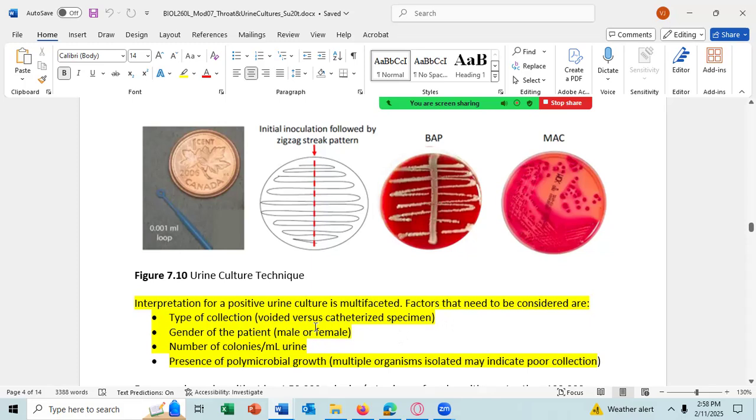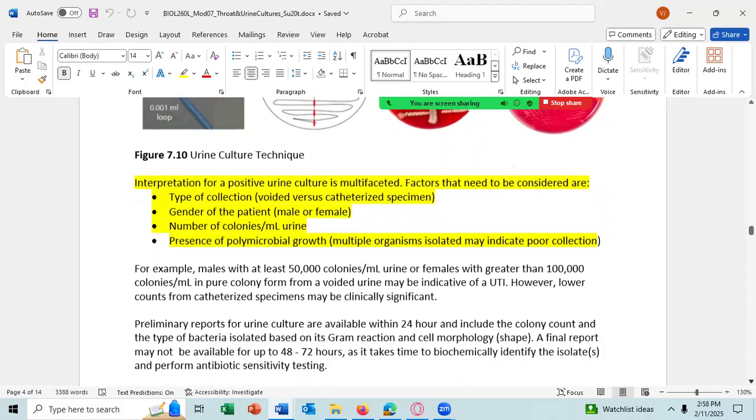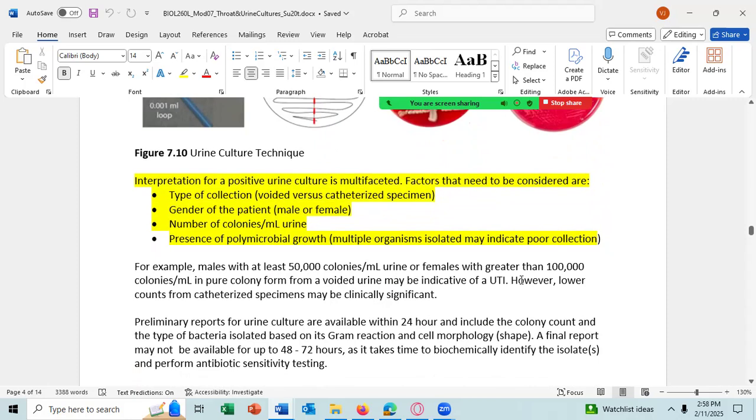The gender of the patient, females have more bacteria from the urethra than males. So there'll be more contamination in the female urine. And then the number of colonies per mil of urine. The presence of microbial growth, polymicrobial growth, meaning colonies of many different types, indicate that there may have been poor collection technique of the patient. If they're doing clean catch midstream, they might not have done clean catch midstream. They may have collected at the start or the end of the urine stream.